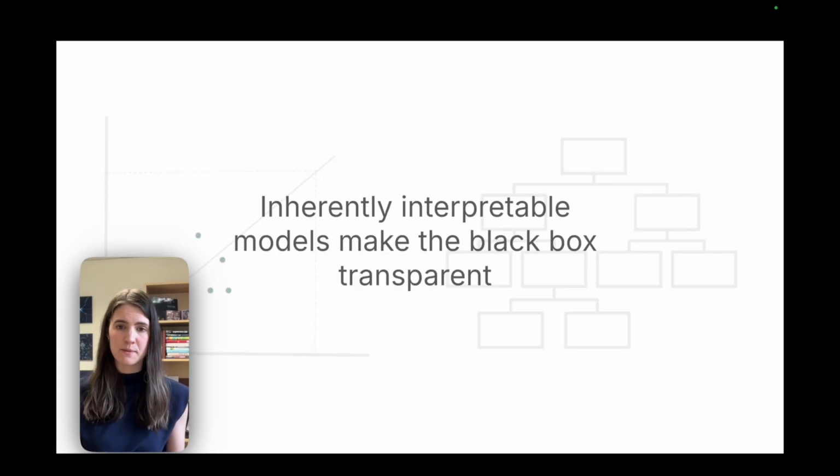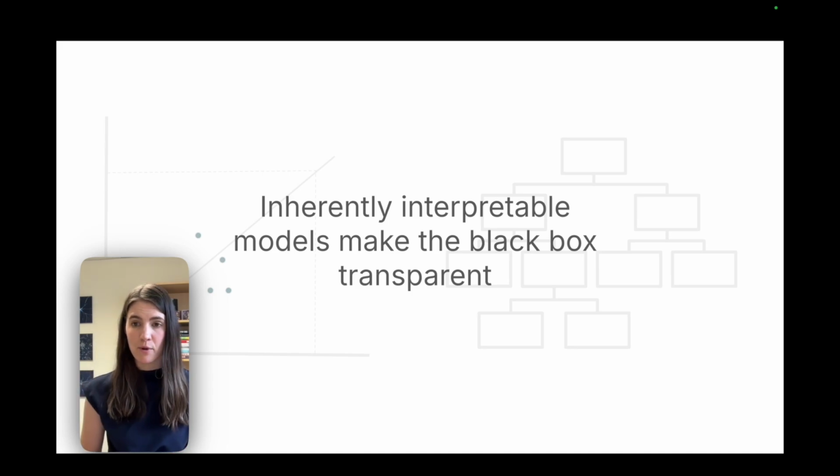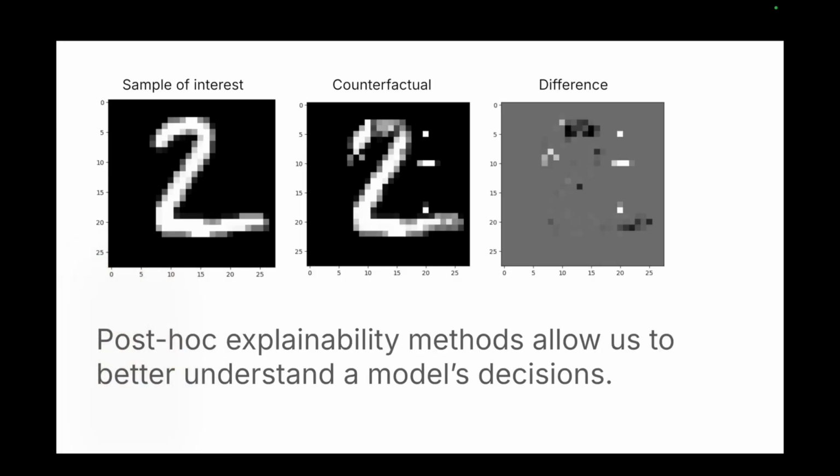Inherently interpretable models make the black box transparent. So focusing on inherently interpretable models is a great first step. And if you do have to use a black box model, like a lot of the neural network-based models that are used today in a variety of applications, then it's important to try out post hoc explainability methods.